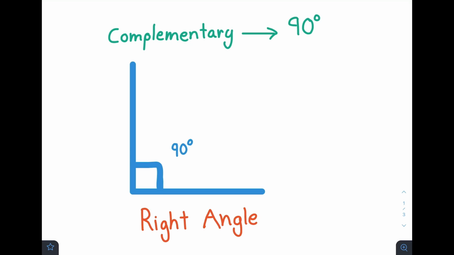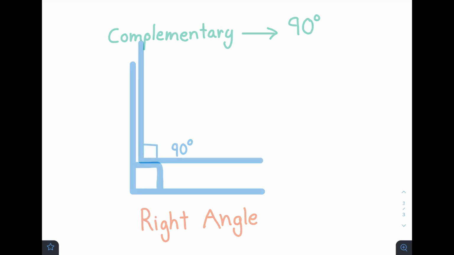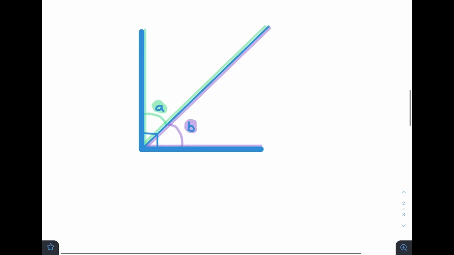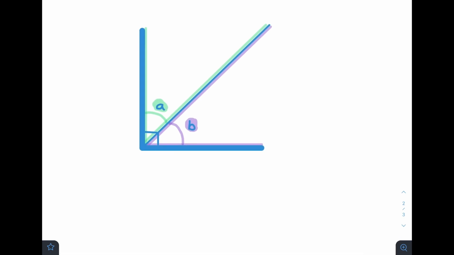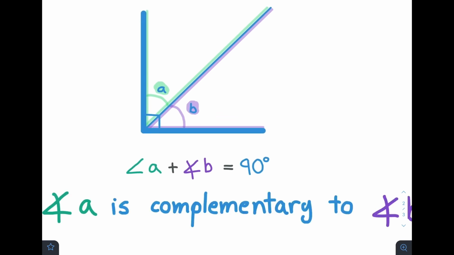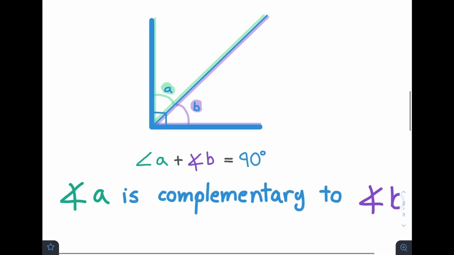Now let me show you what it means to be complementary. Complementary angles are angles that form a 90-degree angle, or a right angle. Now let's say this right angle was made up of two smaller angles, angle A and angle B. Because these two angles are complementary, angle A plus angle B would equal 90 degrees. So together they form a right angle. We would write this as angle A is complementary to angle B.